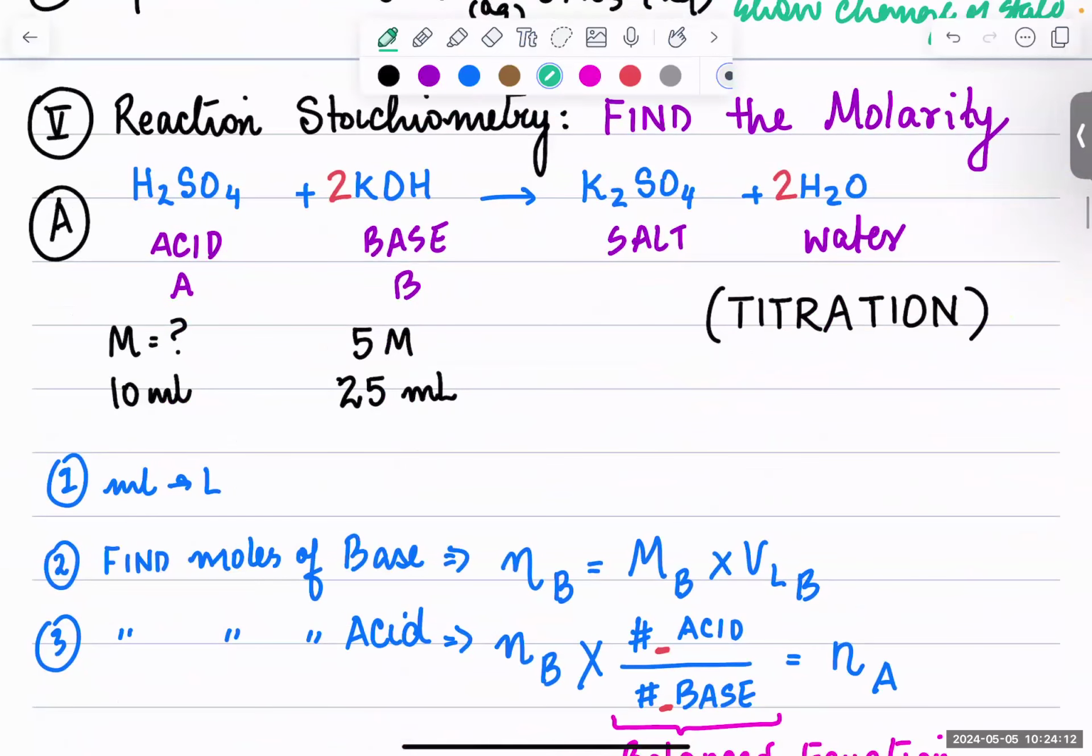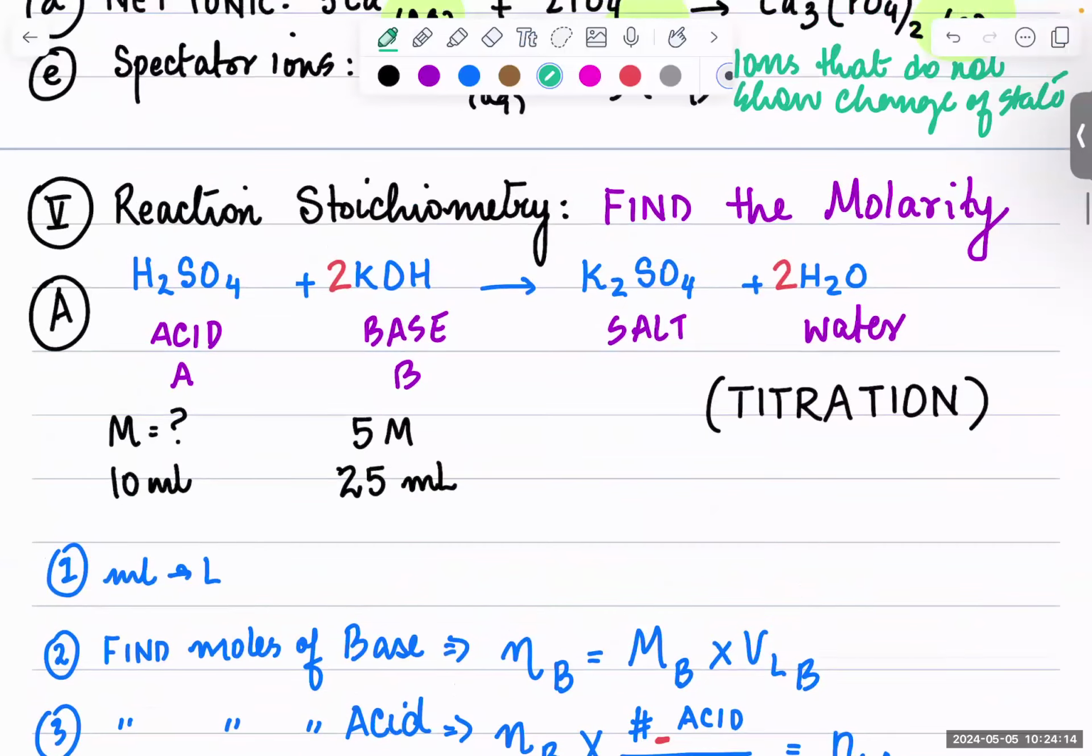Next is the reaction stoichiometry. All these questions are going to be on the test. So here you are given an acid and a base, and you're making a salt and water. So you're doing a titration. This is a titration experiment. Somewhere the question will say titration.